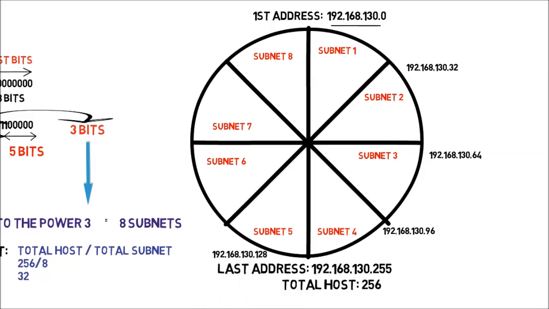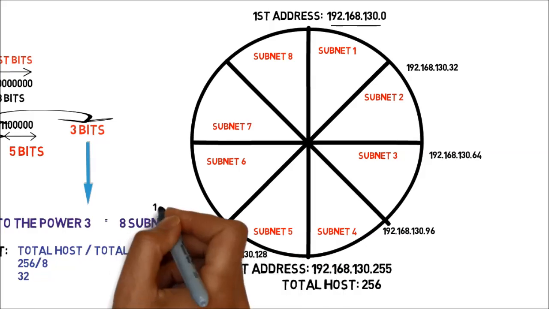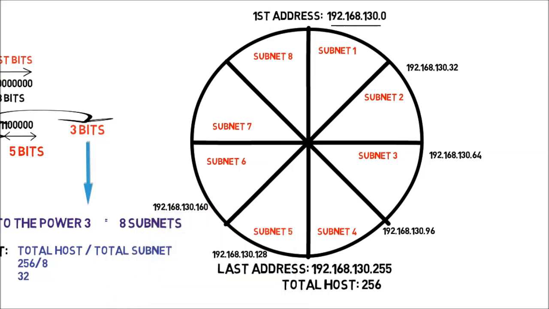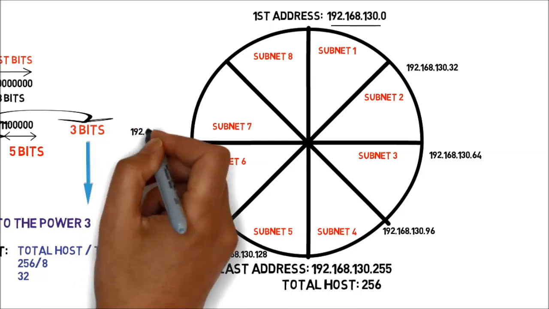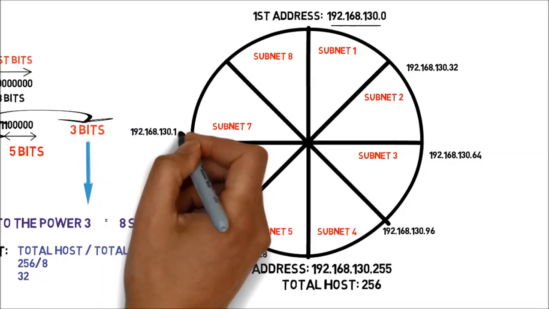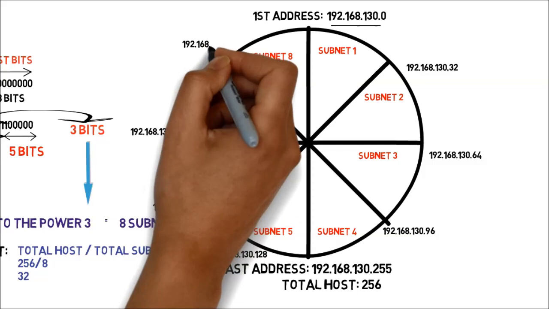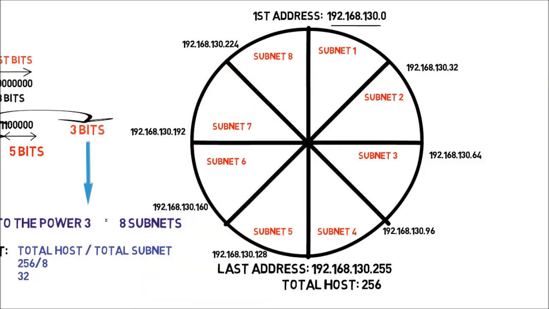This is the first address of the fifth subnet. This is the first address of the sixth subnet. This is the first address of the 7th subnet, and this is the first address of the 8th subnet.